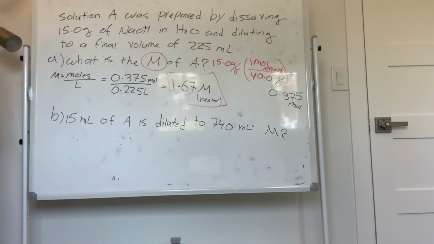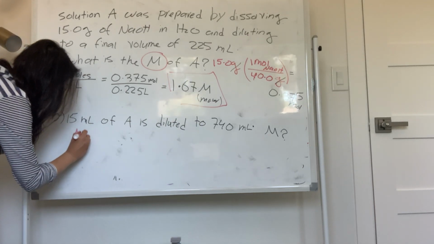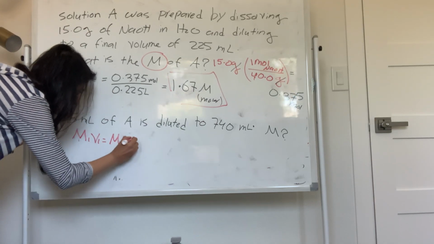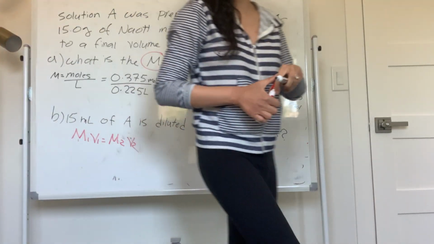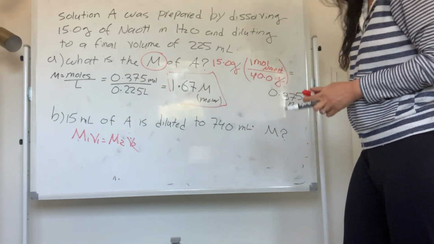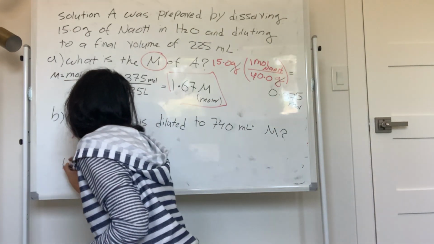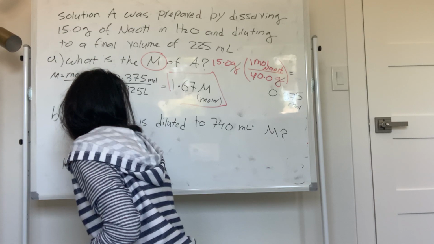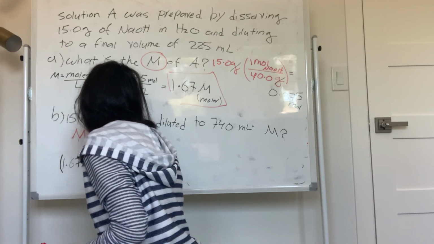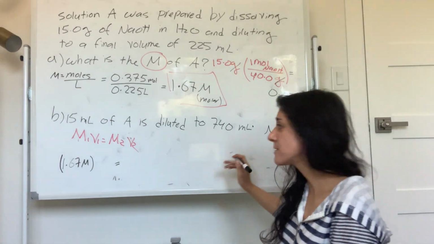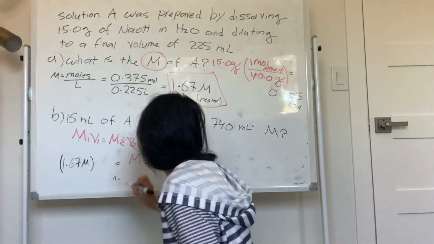Okay, next part. It says 15 ml of A is diluted to 740 ml. What is the new molarity? Remember, every time you change the concentration, what is the equation you're going to use? M1V1 = M2V2. Every time we're doing dilution, we're changing the concentration. That's what we have to use. What is my initial concentration? You have it. It's 1.67 molar. What is my final concentration? That's what I'm trying to figure out. I don't know what my final concentration is.